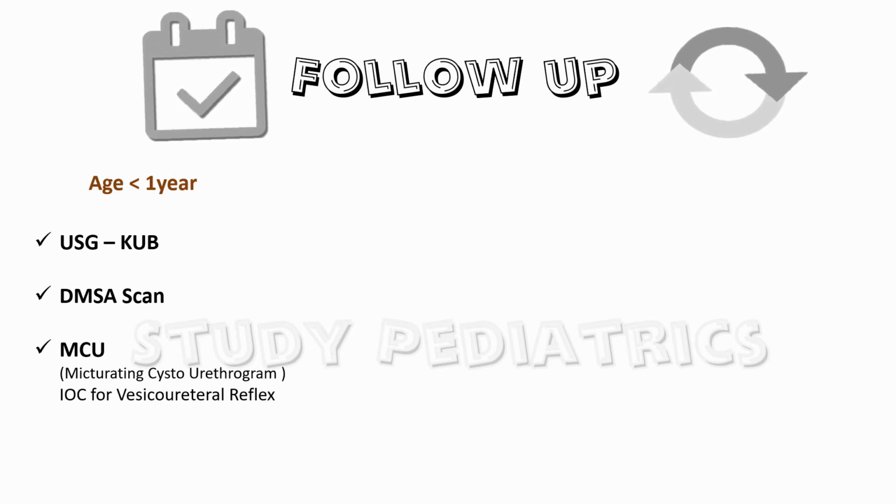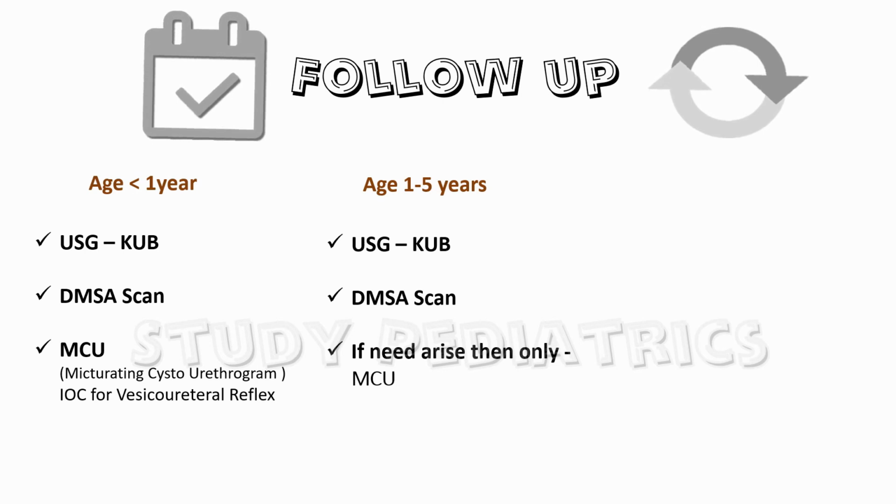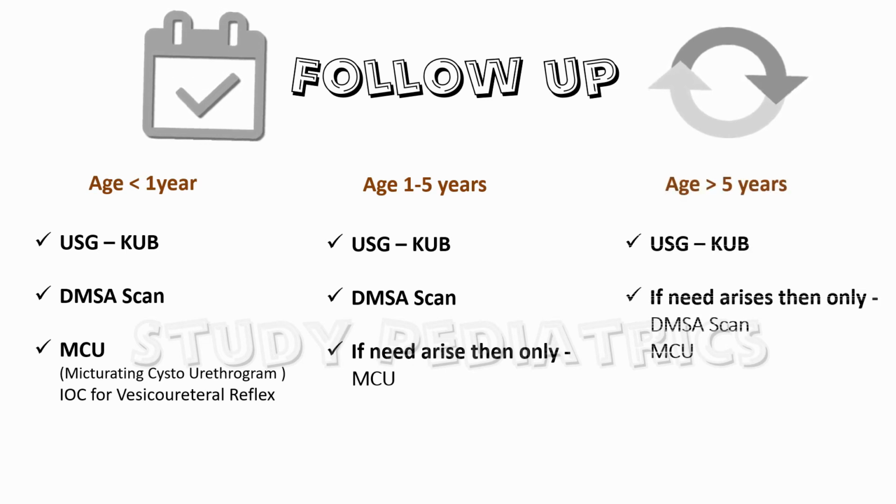Why we perform MCU for less than 1 year? It is because an infant at this age is mostly on the bed and in lying position. Hence, the chances of any bladder infection can go up to the kidney if VUR is present. Now coming to the age 1 to 5 years, we do USG-KUB and DMSA scan. If need arises, then only MCU. And in more than 5 years, since chances of complication are least, hence only USG-KUB is performed.